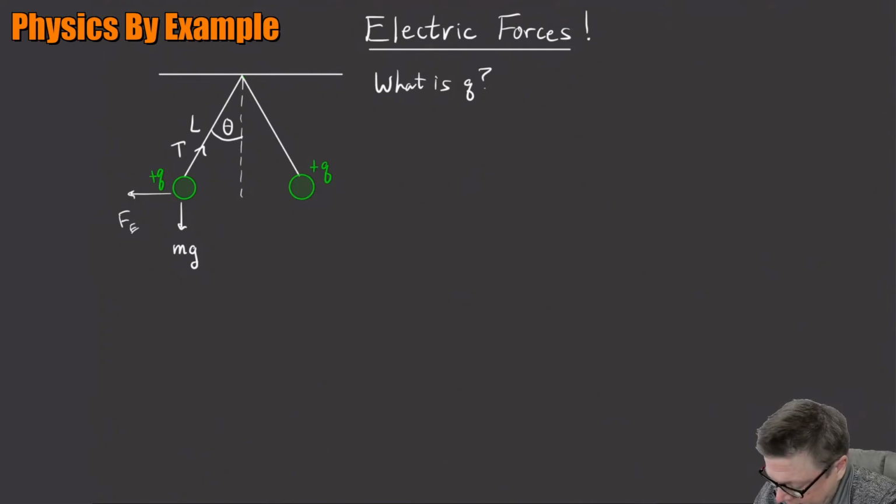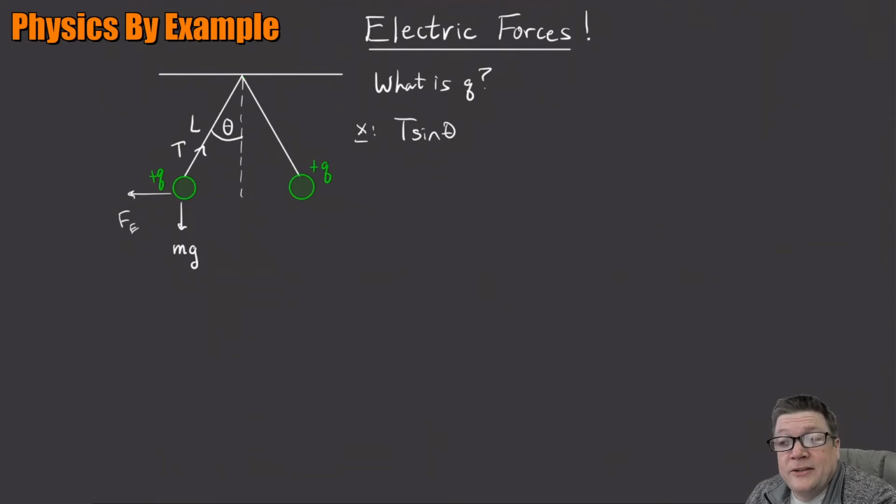In the x direction, what have I got? I've got T. I want the x component of the tension. That looks like T sine theta, because the x component is opposite to the angle. So it's going to be T sine theta going to the right. And what's going to the left? Going to the left is the electric force.